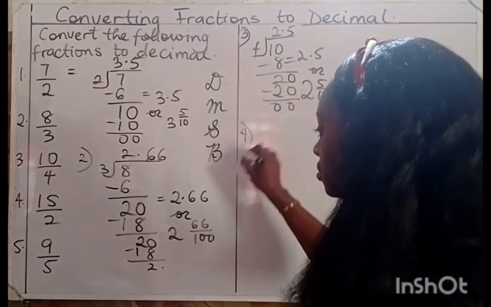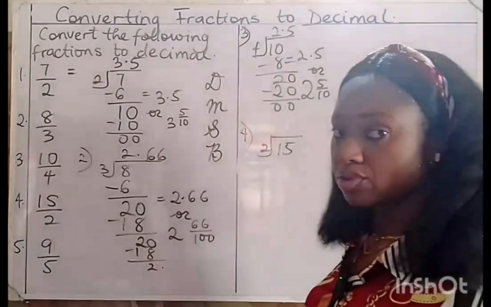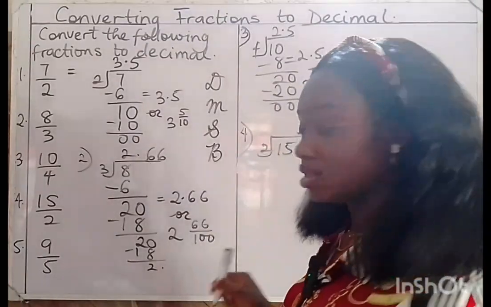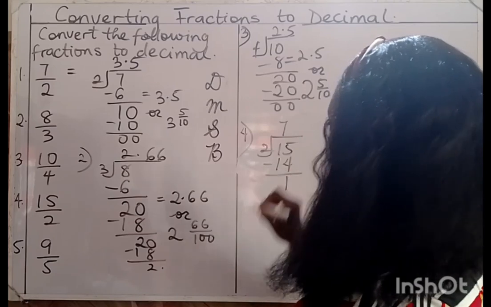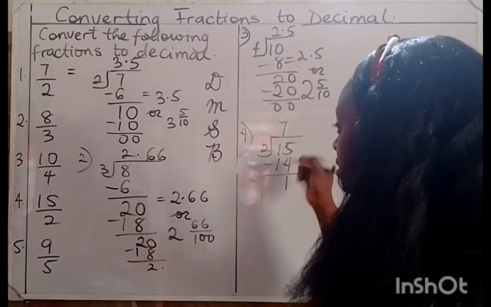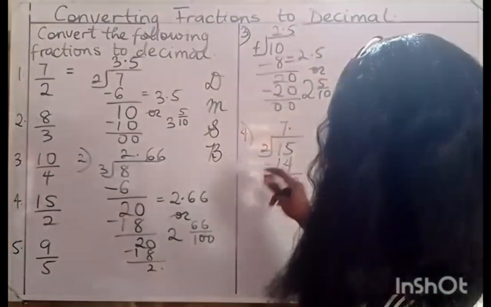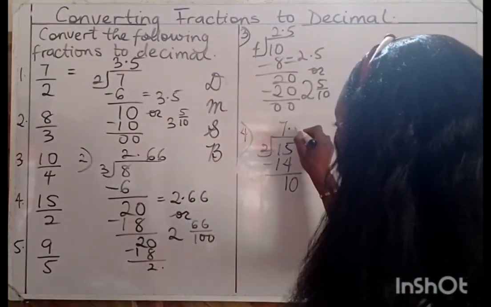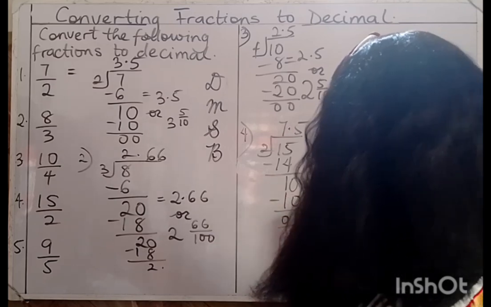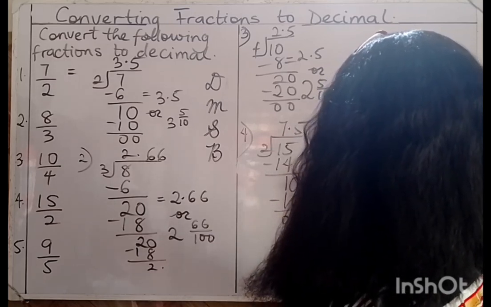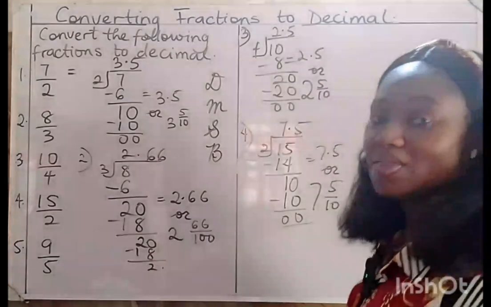Then question 4. We have 2 outside and 15 inside the division box. 2 can go into 15 7 times. And 7 times 2 is 14. And when we take away, we have 1. Now 2 into 1 is impossible. Put a decimal behind 7 and a 0 behind 1. That makes it 10. And then 2 into 10 will go 5. 5 times 2 is 10. When we subtract, we have 0, 0. And this is 7.5 or 7 wholes 5 tenths. Okay, now moving on to question 5.